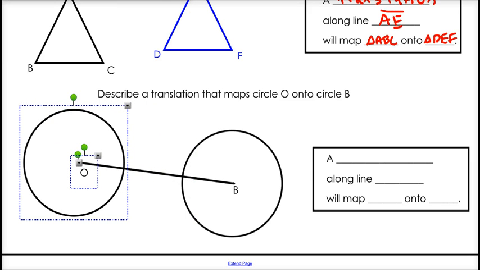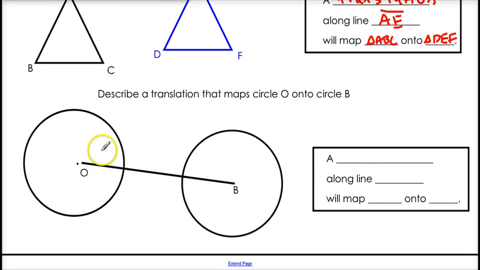Beautiful. So, if we want to map circle O onto circle B, it's going to be a translation along the line OB. Those are our 2 points. OB, draw the line. We'll map circle O onto circle B. Actually, you have to write the word circle. So circle O onto circle B.